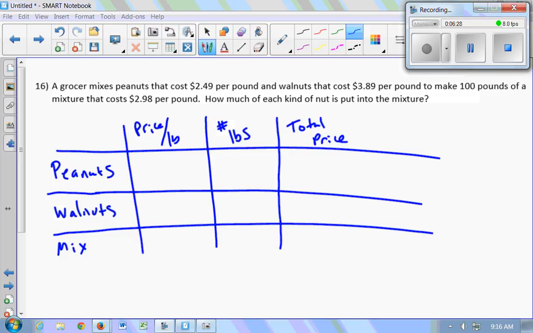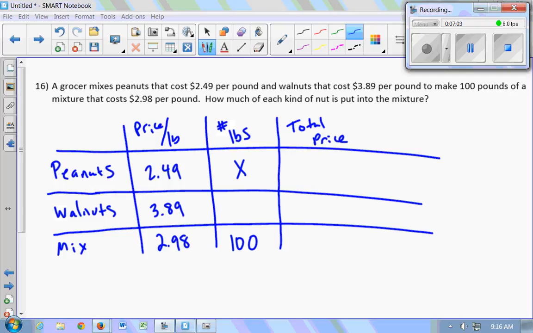Okay, so let's put in the stuff that we know. Peanuts are $2.49, walnuts are $3.89 per pound, and my mixture is supposed to be $2.98 per pound. And then the number of pounds, they did not tell me, that's the question, right? How much of each kind of nut is put into the mixture? So let's have the number of pounds of peanuts be X. We're making 100 total pounds of the mixture. So how many pounds of walnuts are there going to be?